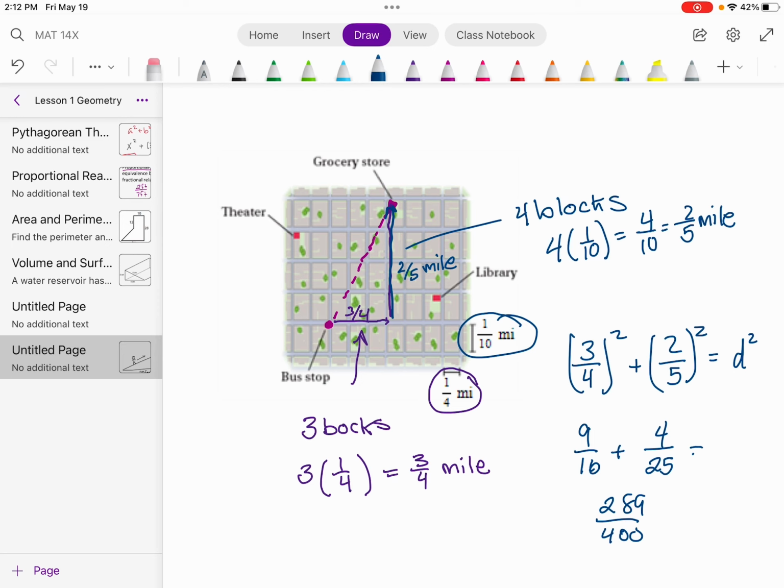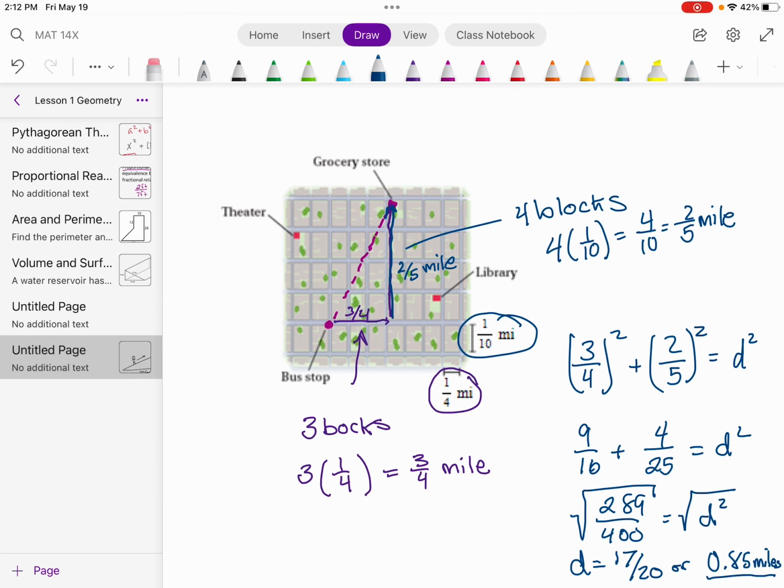289/400. But that's equal to d squared, and we want just d, so if we undo the squaring by taking the square root of that value, we would find out that that distance is equal to 17/20, or, as some of us prefer decimals, 0.85 miles. So not nearly as far as it seems when you just look at the picture.